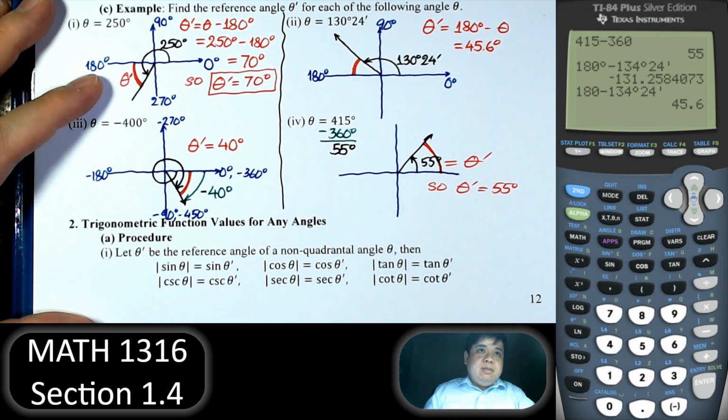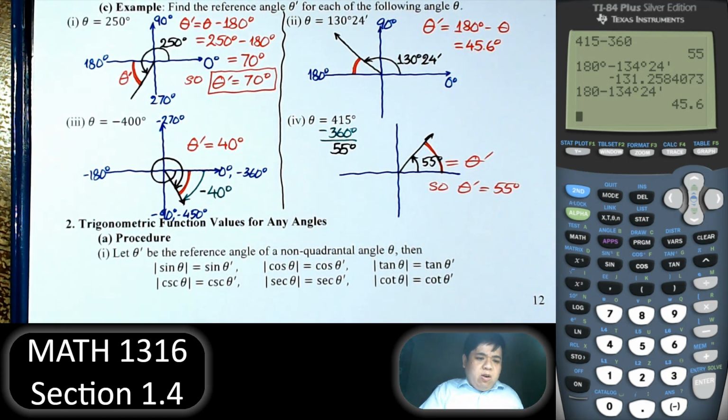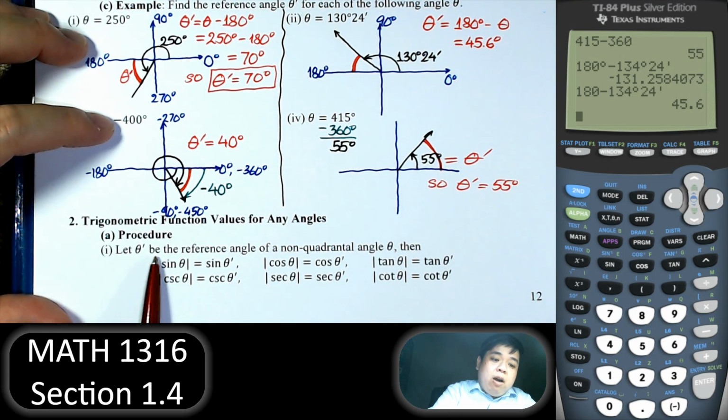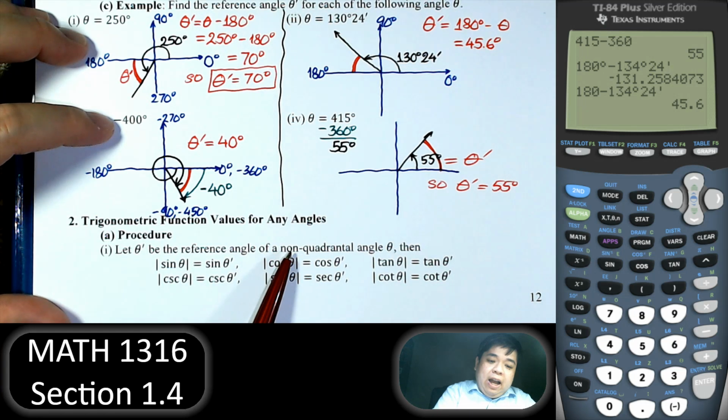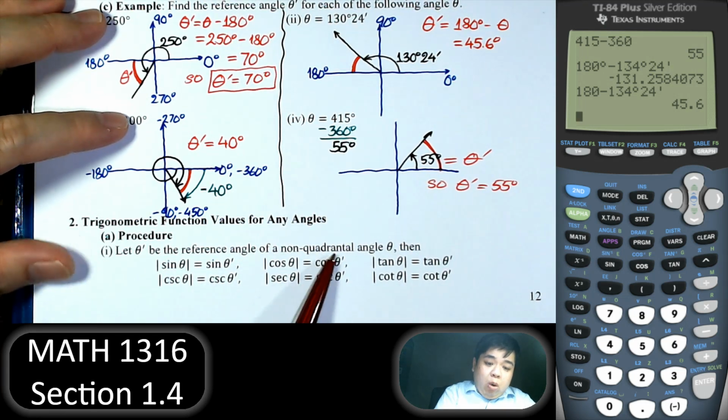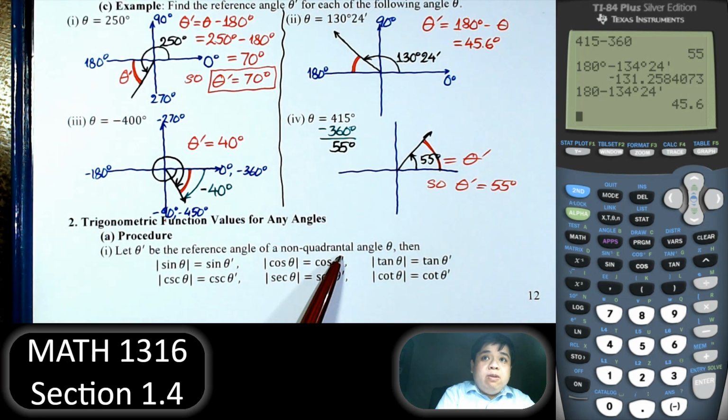Right, next. So reference angles, nice and all, but what do we need? I mean, how does that help us to find the values? And it turned out to be extremely helpful. So, let theta prime be a reference angle of a non-quadrantal angle theta. Non-quadrantal meaning it is not a multiple of 90 degrees.